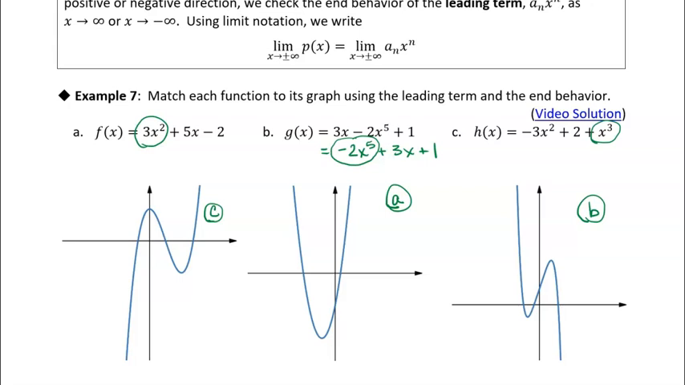So yes, that seems to match the behavior of this, right? It goes off to positive infinity as x goes to positive infinity, and it goes to negative infinity as x goes to negative infinity. All right.